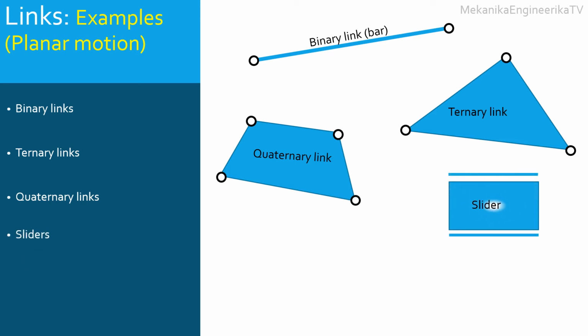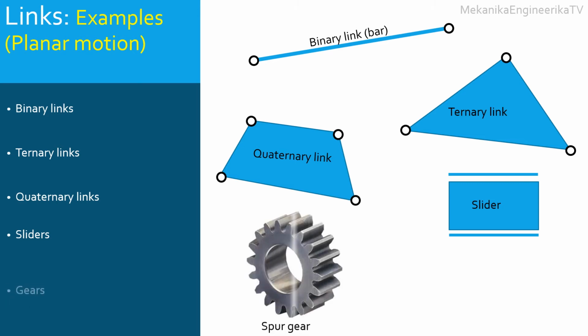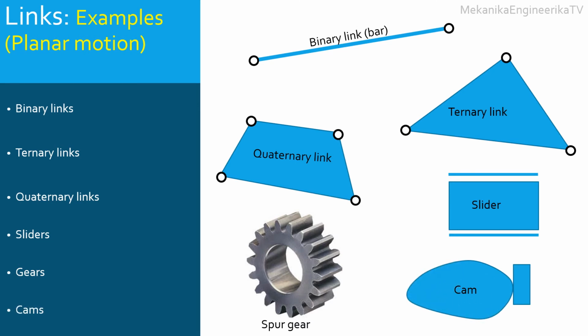Sliders are represented as rectangles in kinematic diagrams. A slider is translating relative to another link. Gears are teethed links. The most common are spur gears. Cams are links that drive other links through direct contact.